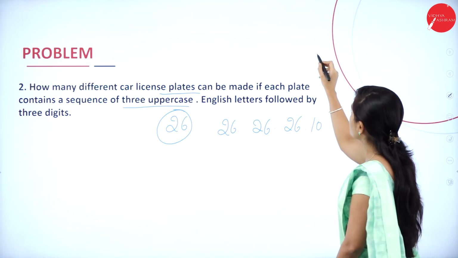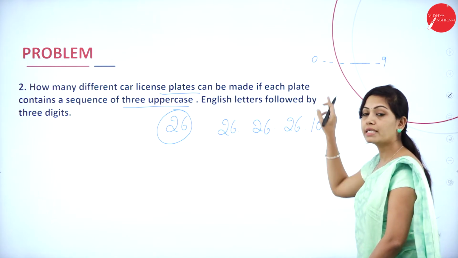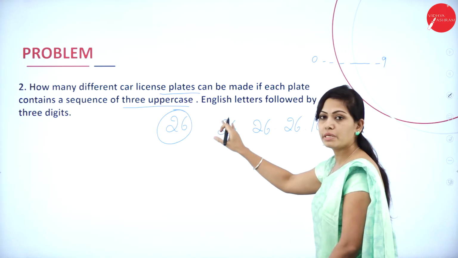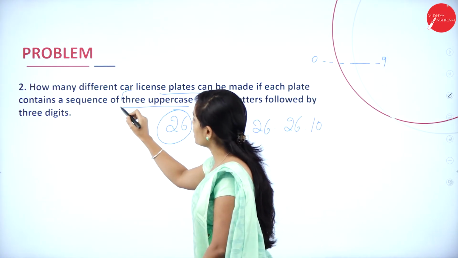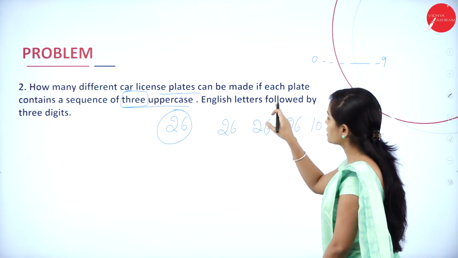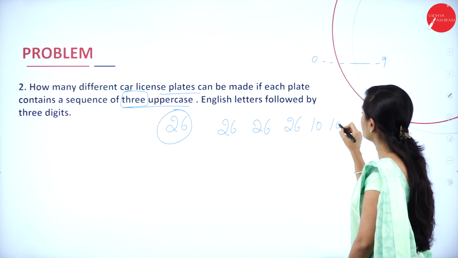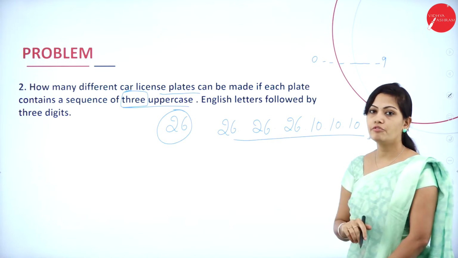So totally we have 0 to 9 digits, right? 0 to 9 means we have totally 10 digits. So 3 uppercase letters means 26 letters, 26 letters, 26 letters, and it is followed by 3 digits, which means 10 into 10 into 10. So just multiply this, you will get the final answer.